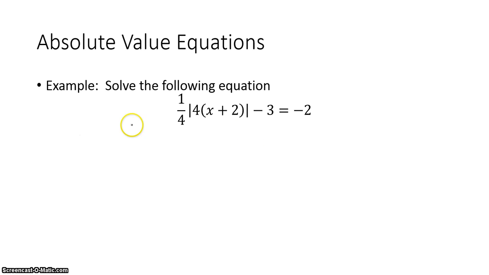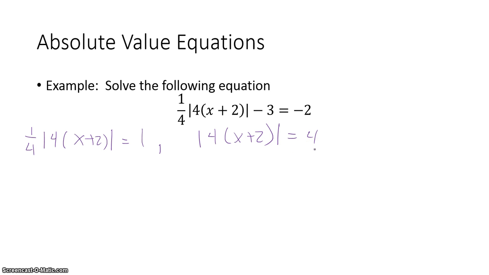So the first thing I want to do is add 3 to both sides. So I'm going to come over here and write 1/4 absolute value of 4 times x plus 2, absolute value, equals 1. And I'm going to multiply both sides by 4 here also, leaving me with absolute value of 4 times x plus 2, absolute value, equals 4. Once I've done this, once I've isolated the absolute value and what's inside it, now I want to split this equation into the two parts.